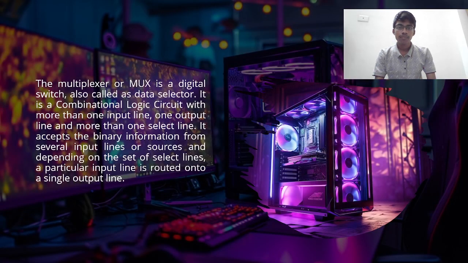Now why is a multiplexer called a data selector? Let us look into the reason. As I said earlier, a multiplexer is a combinational logic circuit with more than one input line. It accepts the binary information from several inputs or sources, and depending on the property of the selection lines, it determines which input is to be given as output, thereby only a particular input line is routed onto a single output line. This is why a multiplexer is called a data selector.